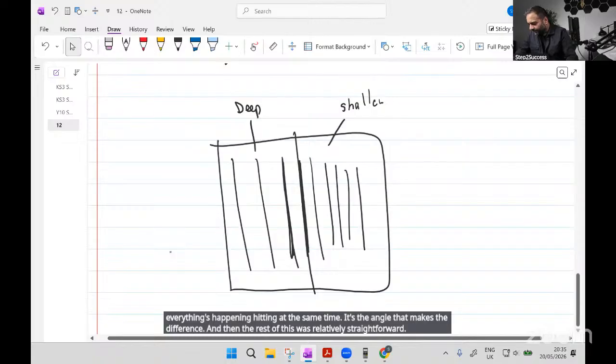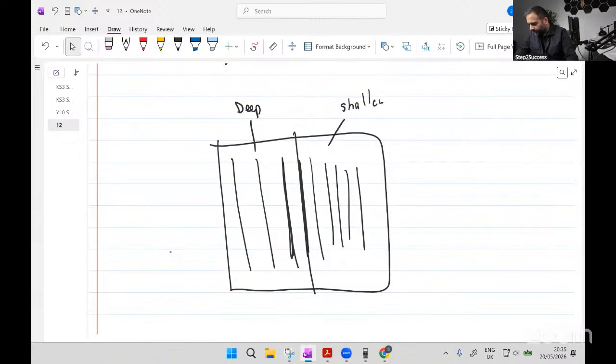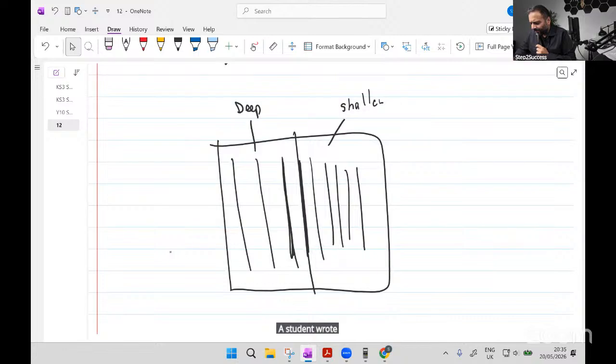I'll do the radioactivity one you sent separately, so like tomorrow or the day after, because I need to draw it. But the other one is a student wrote coal traps energy from the sun.